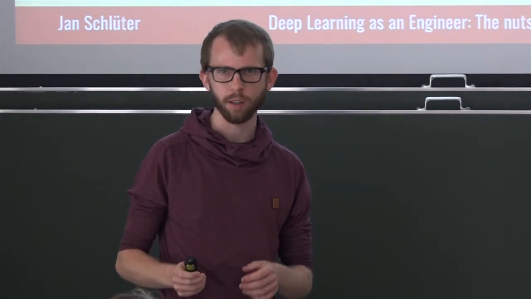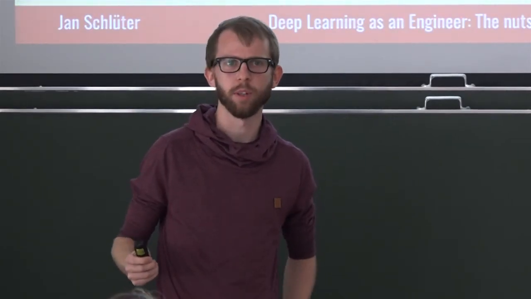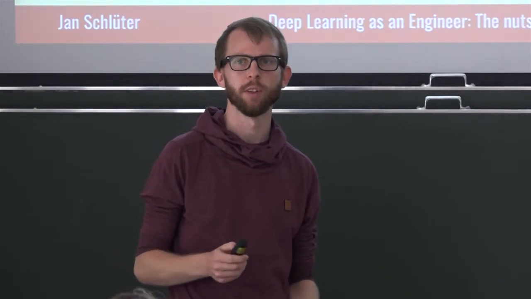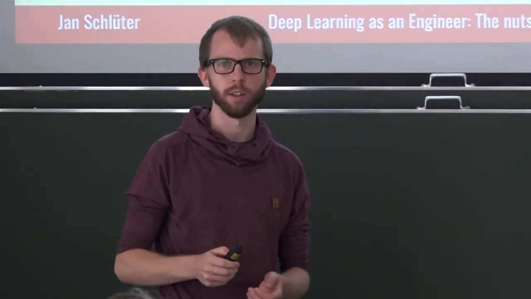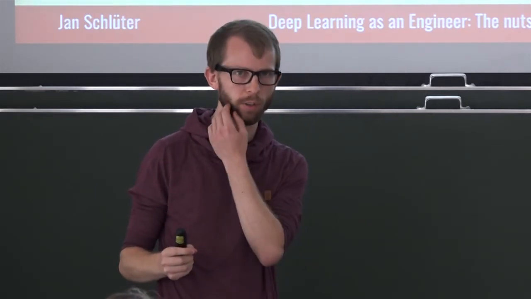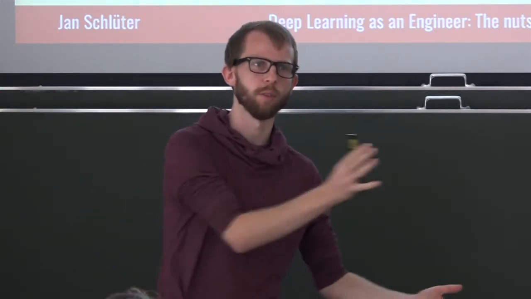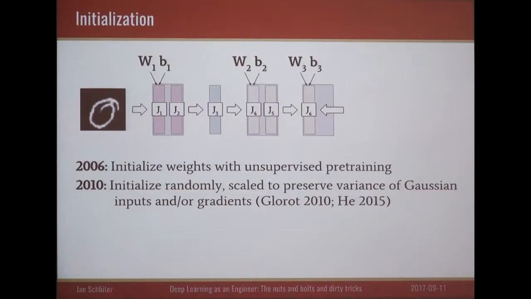And in 2010, Glorot and Bengio figured out, well, we could also take random weights everywhere, but scale them in a way that they would preserve the variance of some hypothetical Gaussian input data when it's propagated through the network, and also preserve the variance of some hypothetical model-distributed gradient if it's propagated through the network in the other direction. So this is just a simple formula on how to scale the weights.